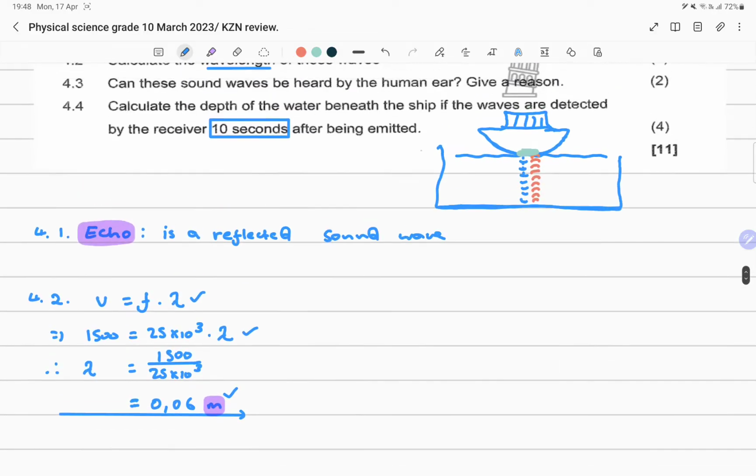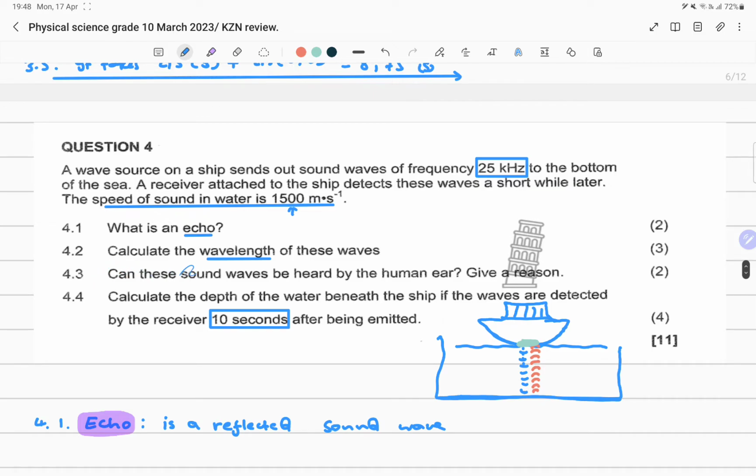Okay, next question says, can these sound waves be heard by a human ear? Now, if any one of you who wrote this paper watched my physics paper from October last year from the Eastern Cape, there was a mention of what a human ear could hear. So technically, if you pay attention to some of the information you come across, it becomes an advantage for your next opportunity. Remember, there's no such thing as luck.